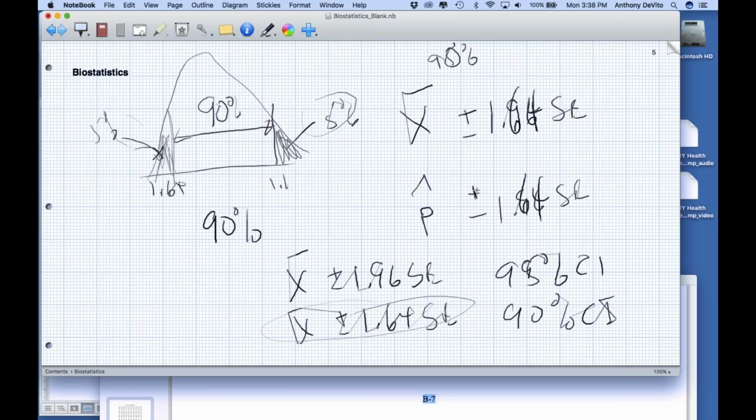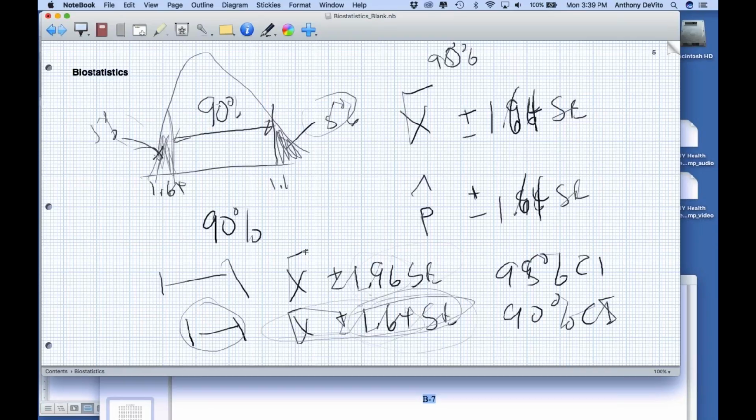Why is it narrower? Because 1.64 times the standard error is a smaller number that you're subtracting from each side. You're multiplying by 1.96 versus 1.64, so this is going to be a smaller number, and I'm adding and subtracting a smaller number. So my interval here is going to be smaller than the interval there. So what does that tell you? If you make the interval narrower, you have less confidence that you caught the mean.